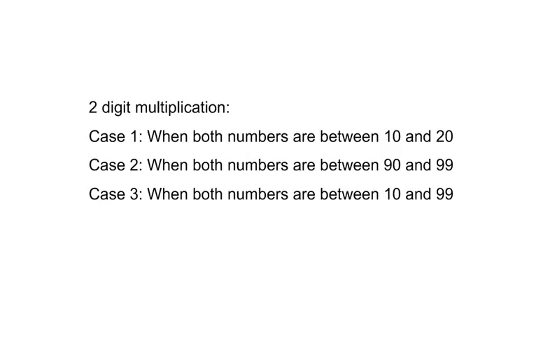In case 2, we're going to multiply two-digit numbers where both numbers are between 90 and 99. And then in case 3, we'll be multiplying two-digit numbers where both numbers are between 10 and 99.